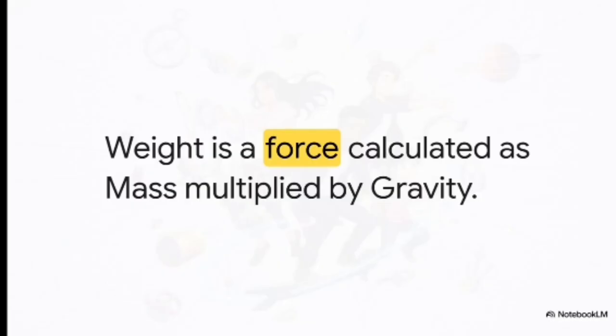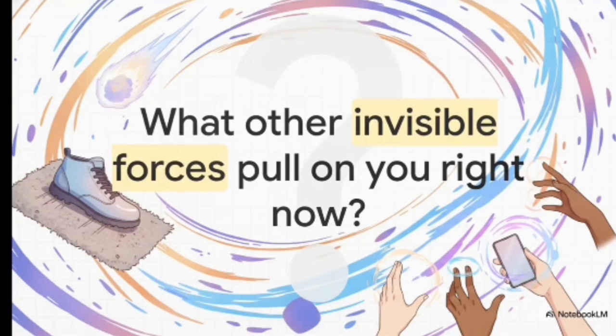Weight, on the other hand, is not a measure of matter. Weight is actually a force. It's calculated as your mass multiplied by gravity. Because it's a force pulling you down, it's measured in newtons. And because gravitational pull changes depending on where you are, your weight changes depending on your location, even though your mass stays perfectly constant.